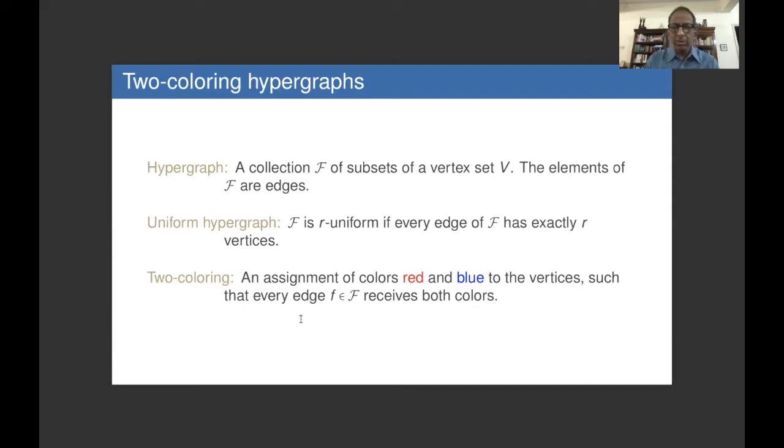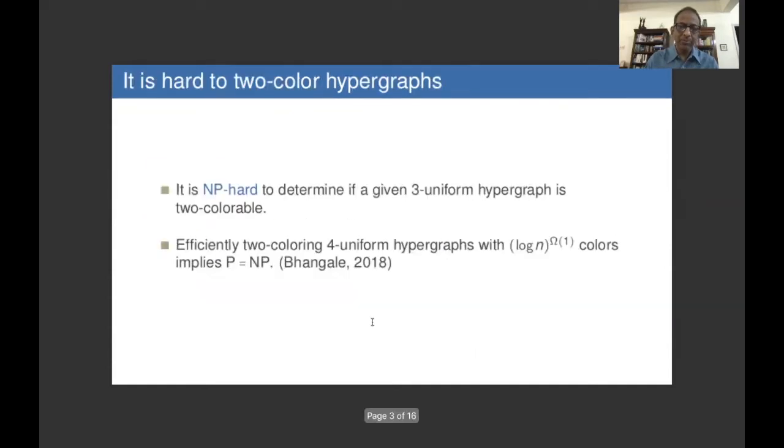A two-coloring of a hypergraph is an assignment of colors red and blue to the vertices such that every edge receives both colors. It is a hard computational problem to two-color hypergraphs. It is known that it is NP-hard to determine if a given three-uniform hypergraph is two-colorable or not.